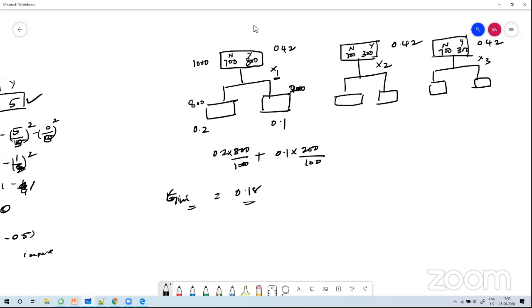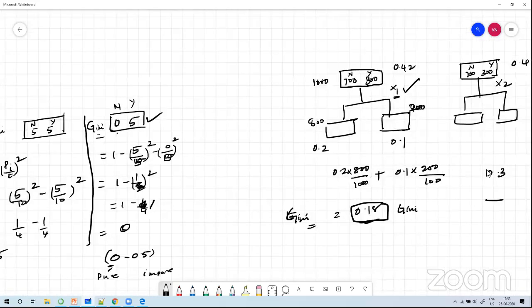If we use X2 to split, let's say this gave 0.3. And if we use X3 to split, let's say this gave 0.34. Which one is separating the data to the maximum extent among these three variables, X1, X2, X3? Obviously X1, because it is giving you the least value of Gini compared to the parent node. That's exactly what a decision tree does.